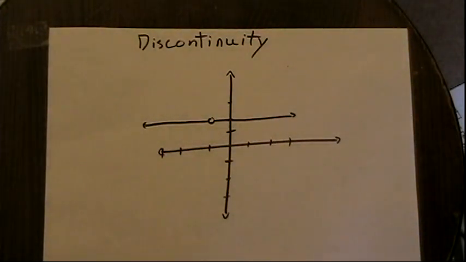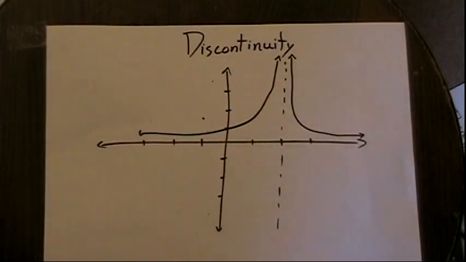This graph does not satisfy the first test. f of -1 does not exist, therefore the graph is discontinuous. This graph also does not satisfy the first test. f of 2 does not exist, therefore the graph is discontinuous.